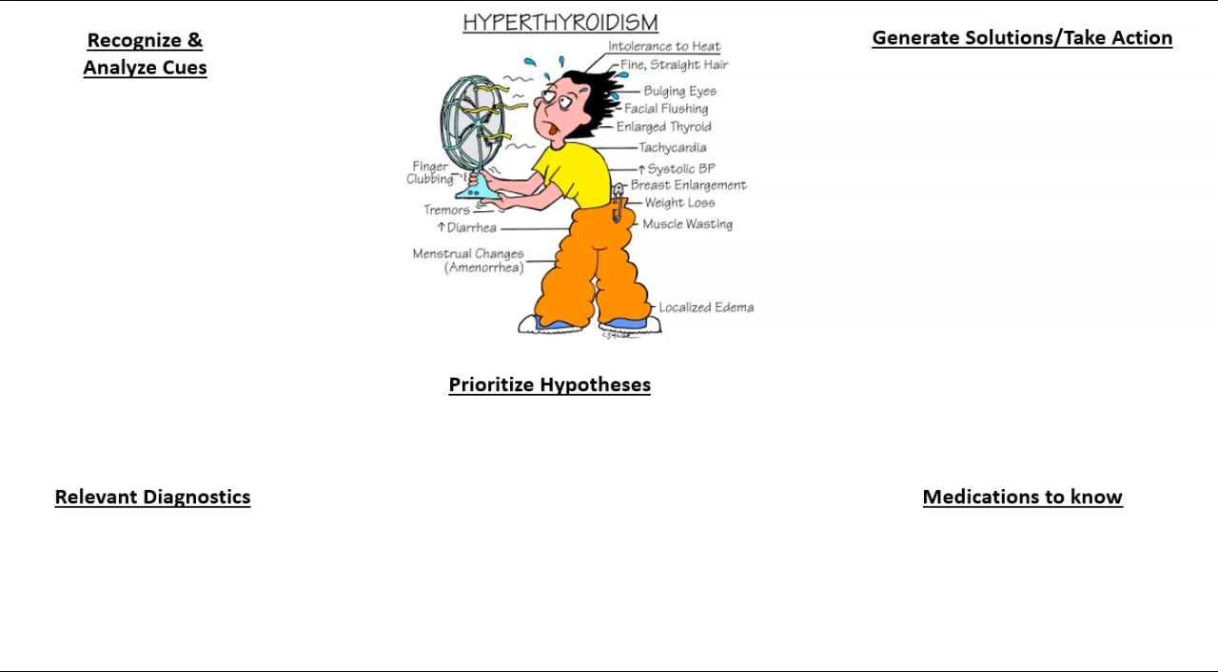Exophthalmos. So what do we do with those buggy eyes, guys? Well, artificial tears, sodium restrictions, elevating the head of the bed, dark glasses. We may need to tape their eyelids when they sleep. So again, they could have some ocular complications.